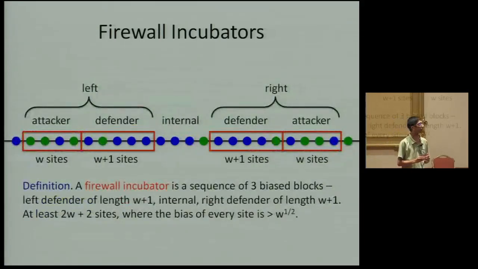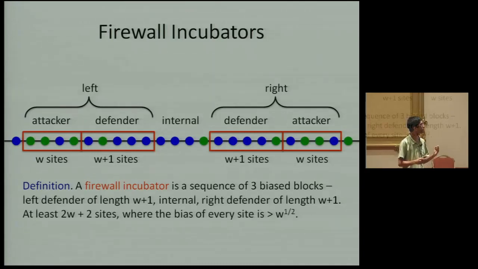So a firewall is going to be a configuration of 3 blocks. We're going to have a left defender, an internal block, and a right defender. Notice that there are also things called left attackers and right attackers. Those are not part of the incubator. They're going to be used in the dynamics of the process, which we're going to talk about a bit later. So the basic idea is that the firewall incubator is at least 2W plus 2 sites where the bias of every site is at least square root of W, either positively or negatively.